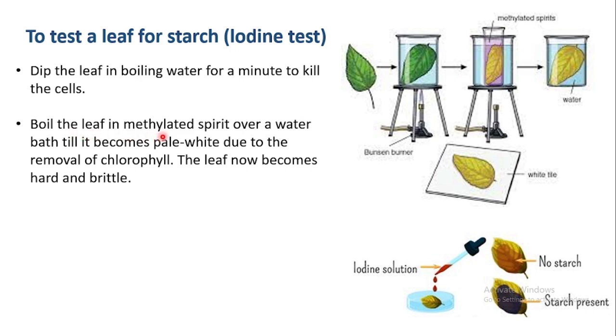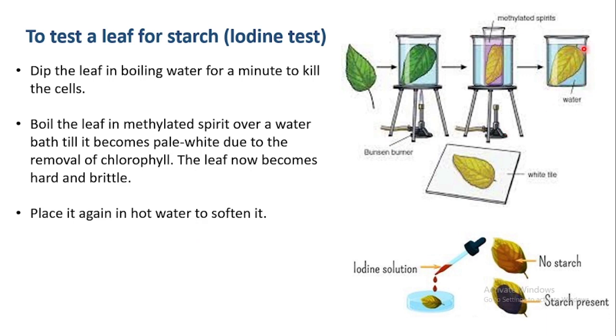So we will boil the leaf in methylated spirit over a water bath till it becomes pale white. Why will it become pale white? Because chlorophyll will be killed by this process. So the leaf now will become hard and brittle.